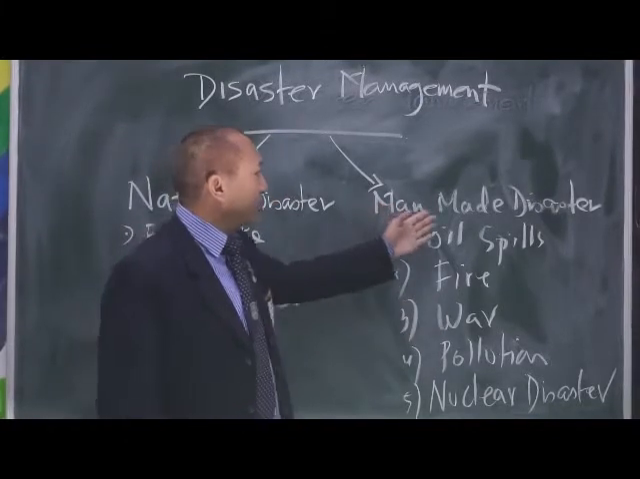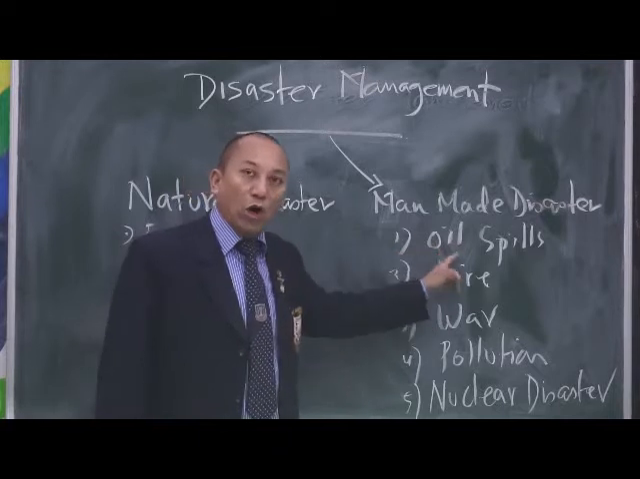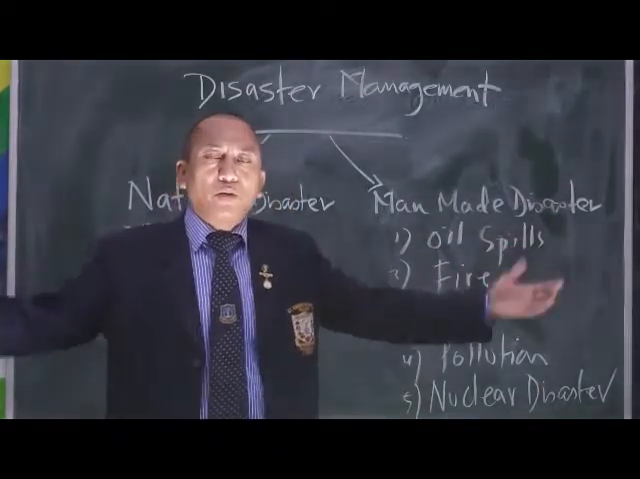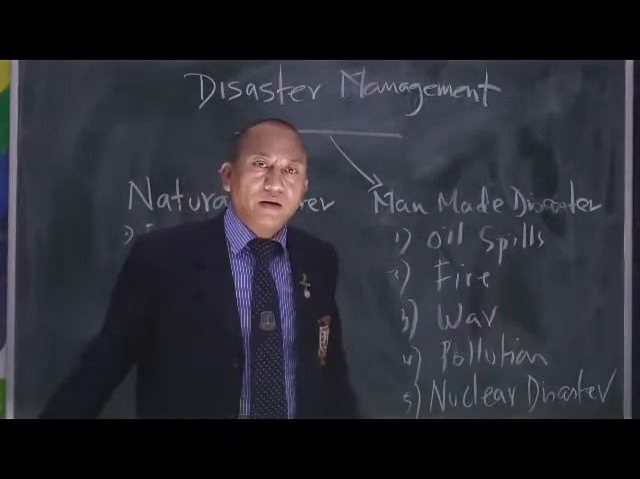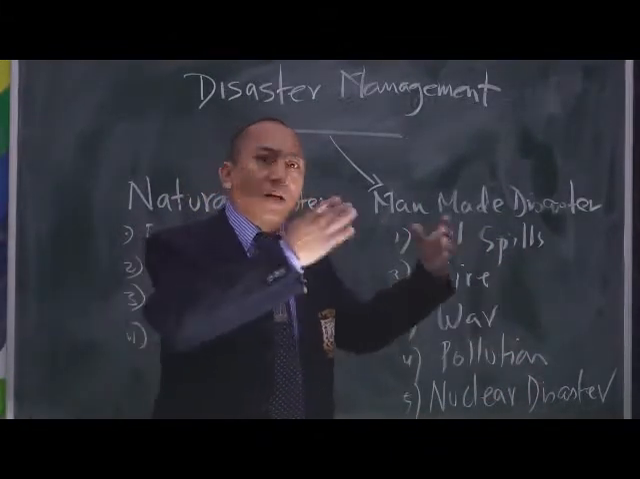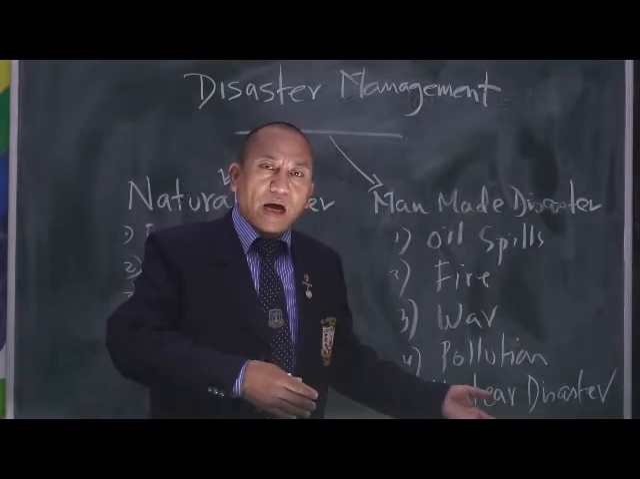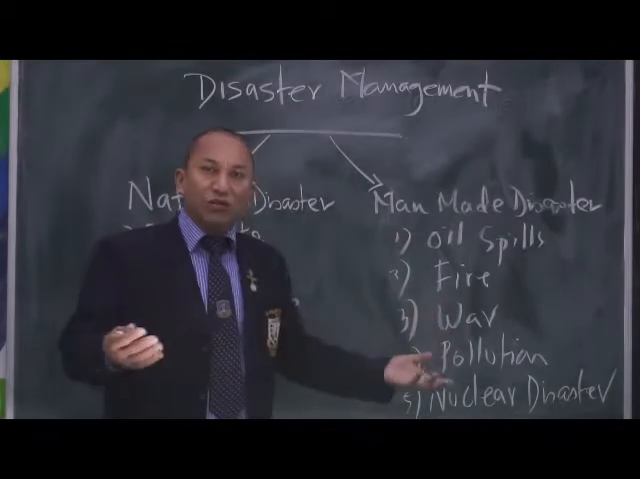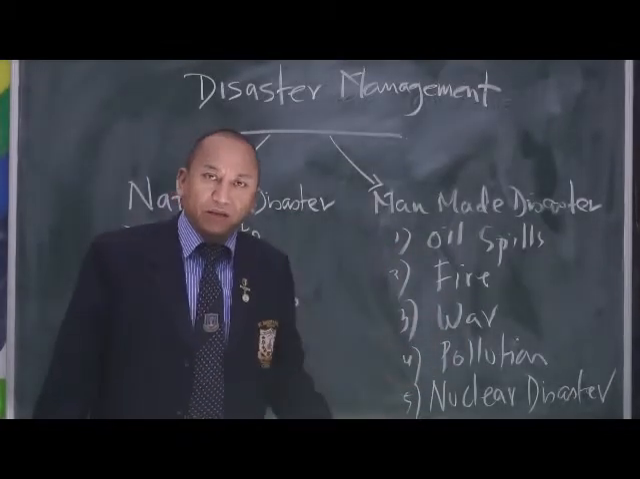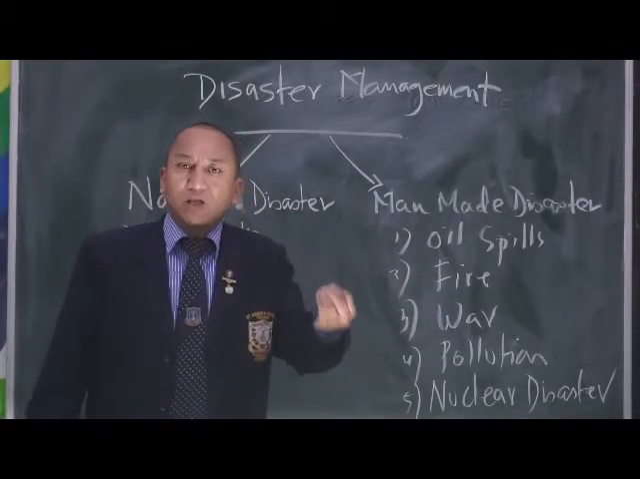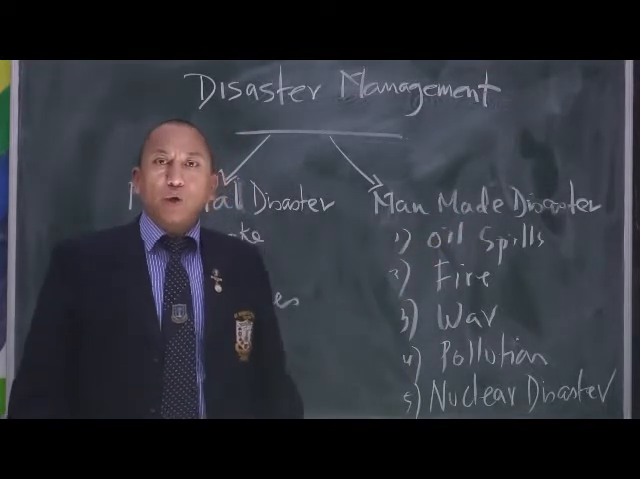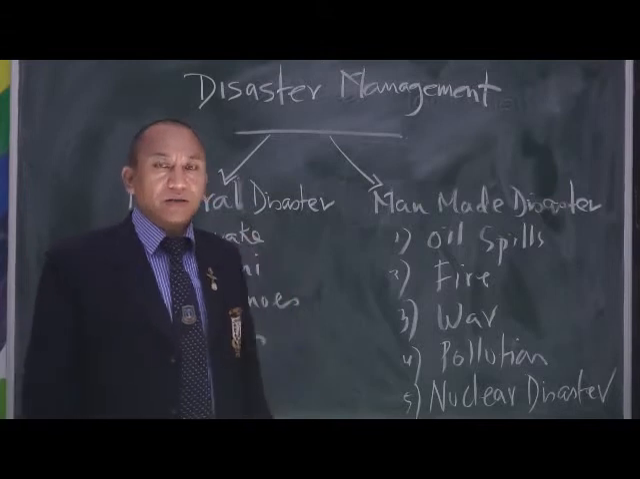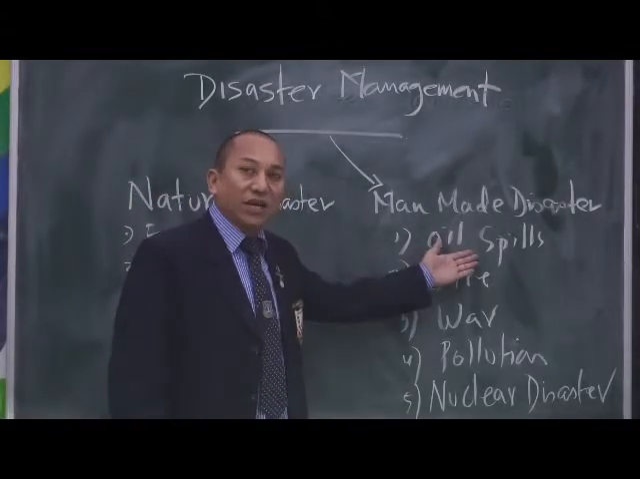The man-made disasters we have are, number one, oil spills. This mostly takes place in the oceans, when the huge ships carrying oil travel from one country to another. And maybe because of some technical reasons, or because of the disturbance in the sea, if the ship happens to sink, all the oil is spilled in the ocean and seas, thereby creating a disaster.